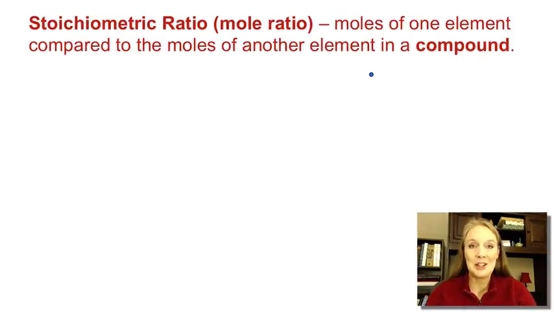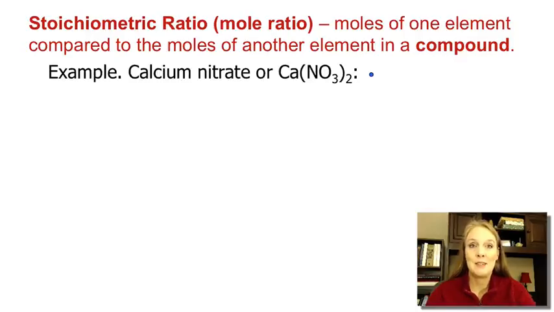Recall from a previous lecture that the stoichiometric ratio, or mole ratio for a compound, is simply the moles of one element in that compound compared to the moles of another element in the compound. Here's an example compound, calcium nitrate. Calcium nitrate's molecular formula is shown here. Remember that these subscript numbers, the 2 and the 3 and the implied ones, simply are used to compare the moles of one element in this compound with the moles of another element in this compound.